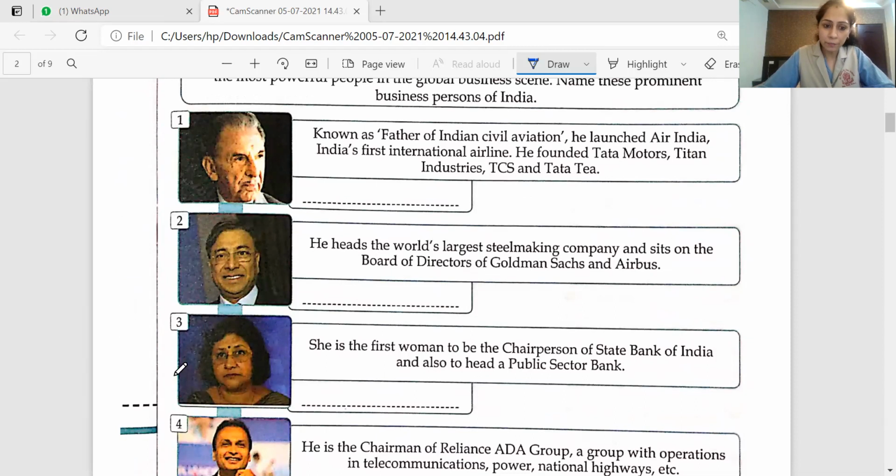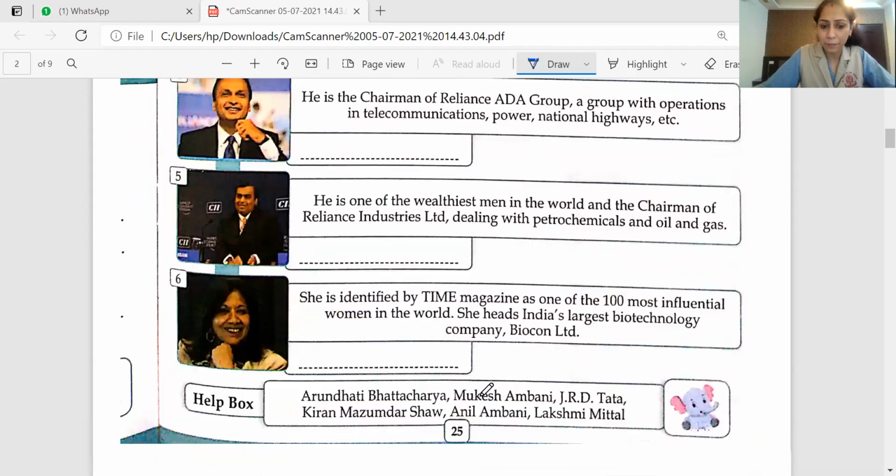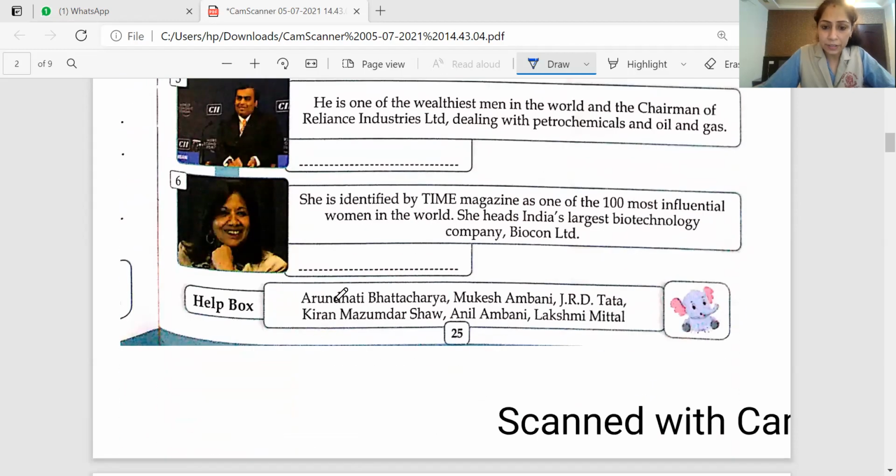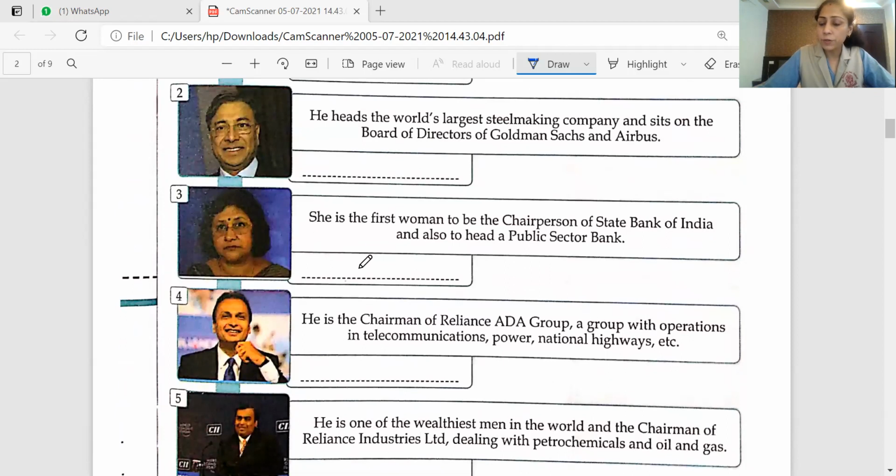Quite an established gentleman. Third one, coming on to third: she is the first woman to be the chairperson of State Bank of India and also to head a public sector bank. The name of the lady is Arundhati Bhattacharya. She's a Bengali. Okay, so this is the name of this lady, the first woman to be the chairperson of the State Bank of India.